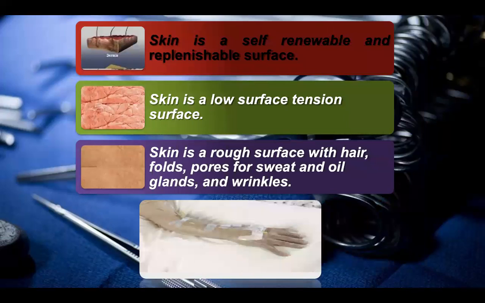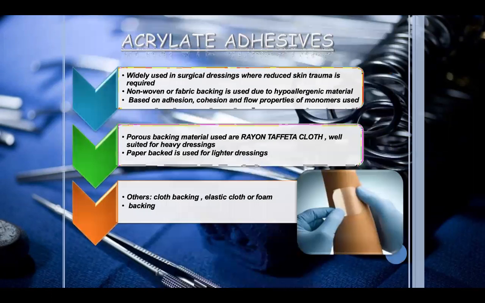Now, skin is a self-renewable and replenishable surface, so it can recover accordingly. Skin has low surface tension in certain areas. Skin is a rough surface with hair follicles, pores for sweat, oil glands and wrinkles. So you have to select the tape according to the nature of the skin. Acrylate adhesive tapes.